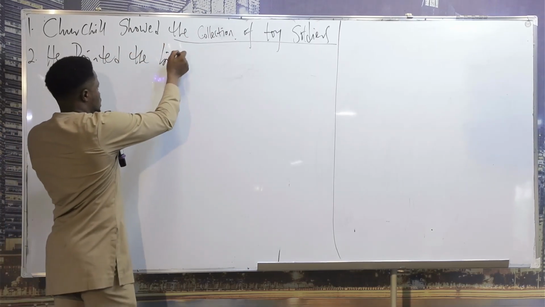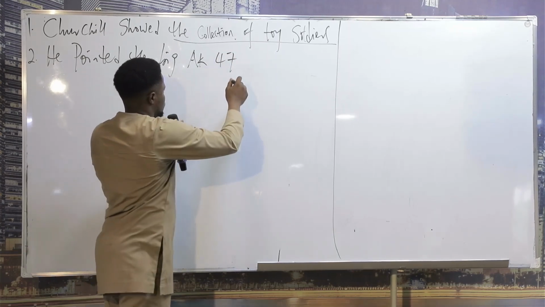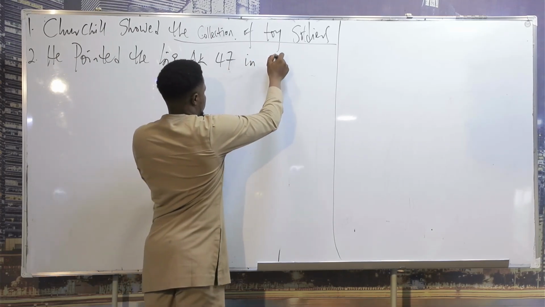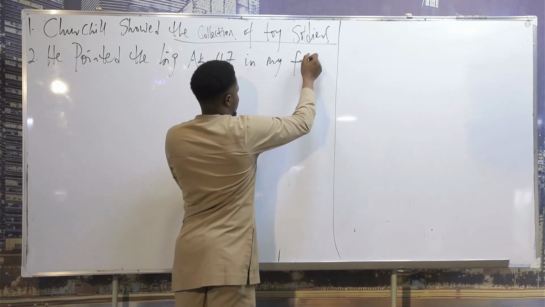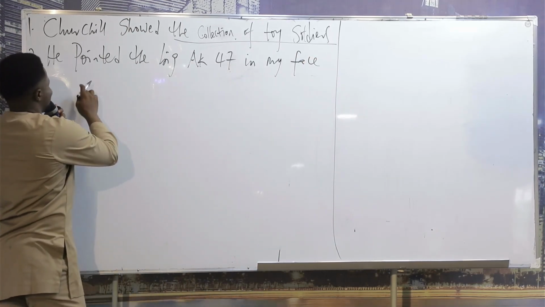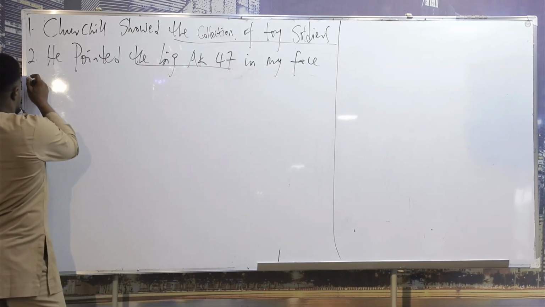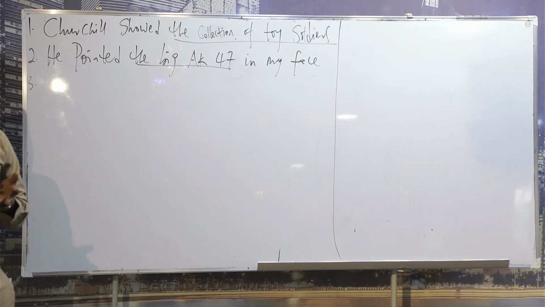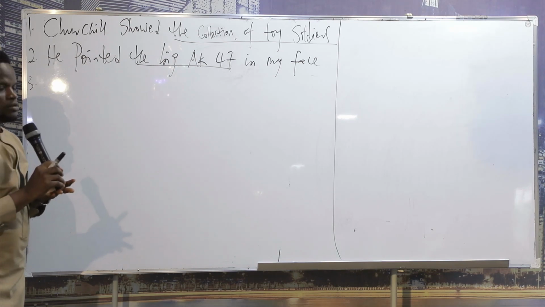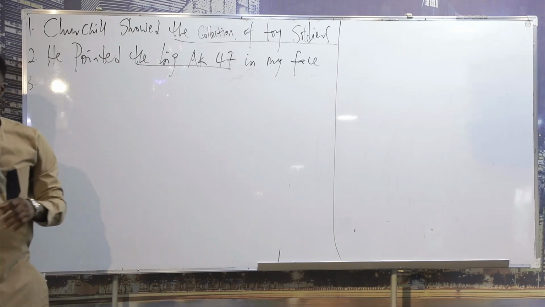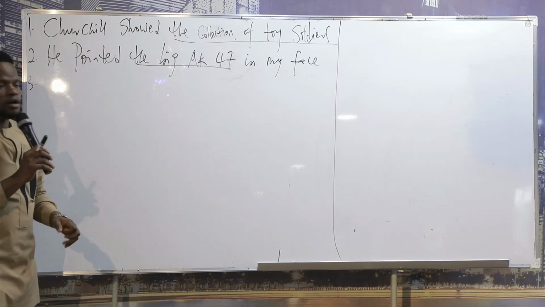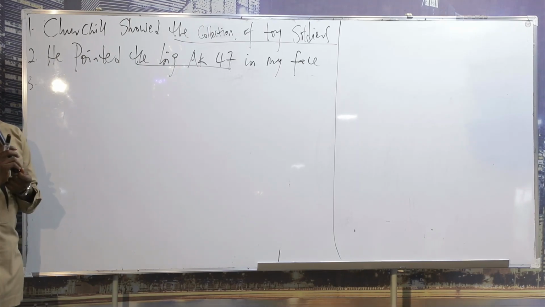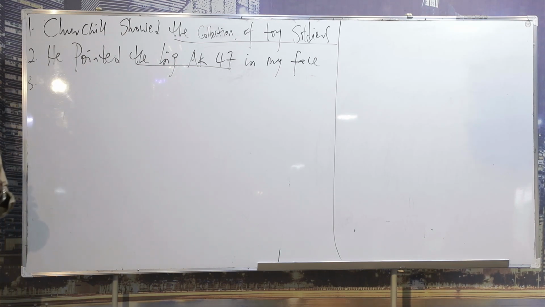He pointed the big AK-47 in my face. The big AK-47 underlined. Are we there? Class, are we there? Okay. Now look up. I don't want to give multiple examples here. Let's master the two we've given. We are looking at objects. We are looking at what? Object of the verb. Now, when will it function as object, no longer subject?